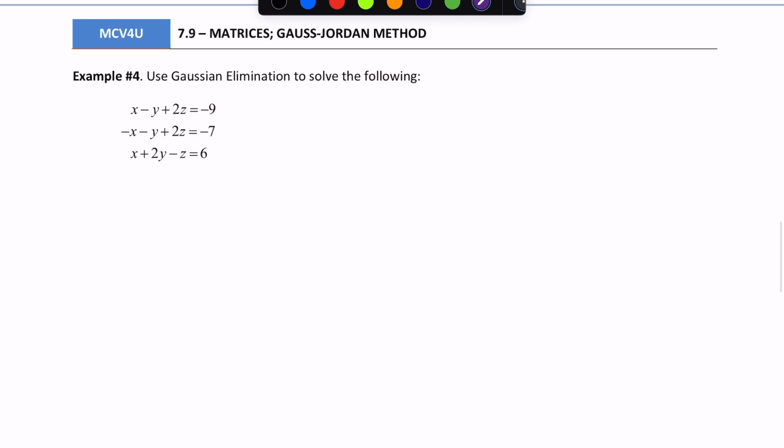Okay, example number 4 says, use the Gaussian elimination to solve the following. Here we have x minus y plus 2z is equal to -7. That is our second equation, and our third equation is x plus 2y minus z is equal to 6.